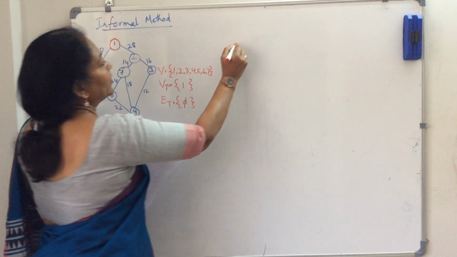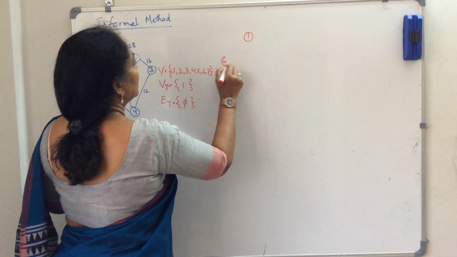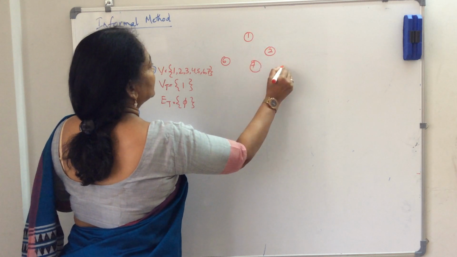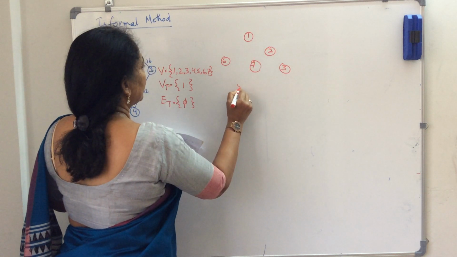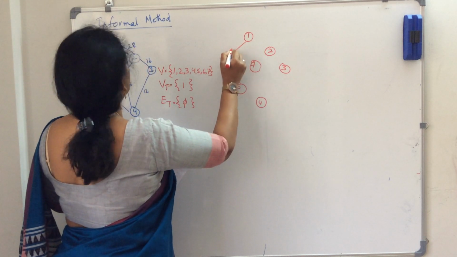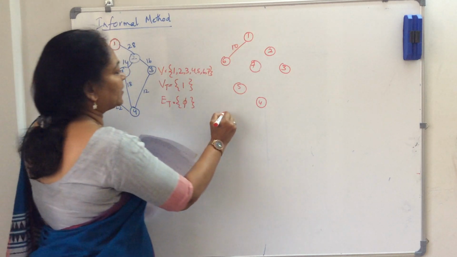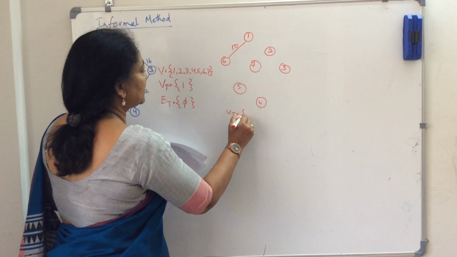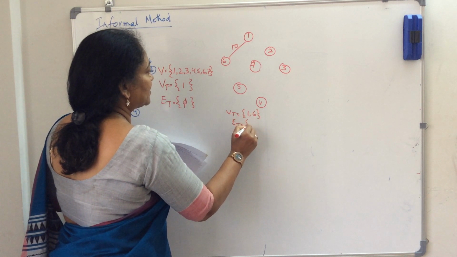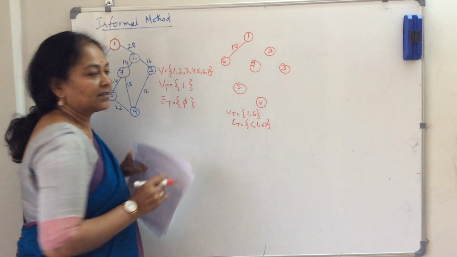So that's why, again you have to draw this. 6, this is 2, 7, 3, 5 and this is 4. So you have selected this edge. So this is 10. Now VT becomes 1 and 6, and ET becomes, we have selected one edge, that is 1 to 6. This is the subset.